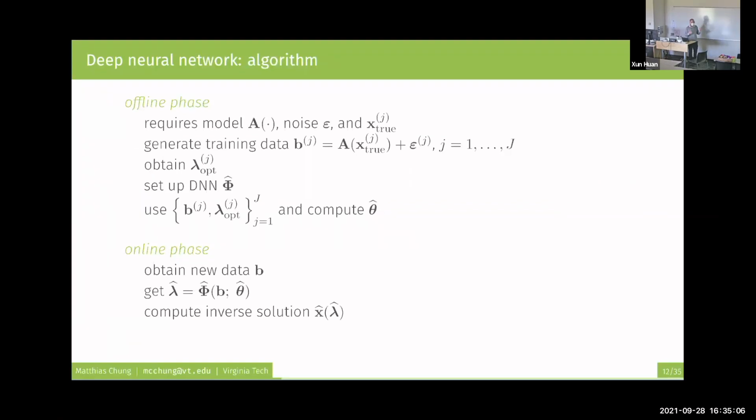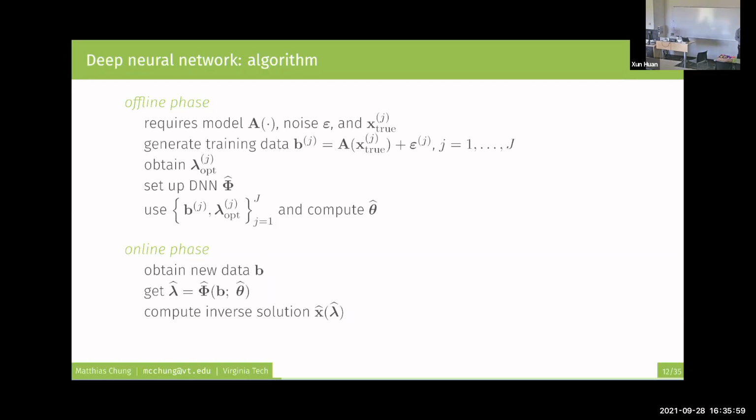So what we are doing is the following. This is the entire method. I have some forward process, some noise and some true X. I gave deblurring as an example, but there are many other examples. So I generate some data, B_j, and I obtain the optimal lambda you have seen. You can remind me later, I'm cheating a little bit here; not really cheating, but I don't say everything. Then I set up my neural network, whatever structure you want.